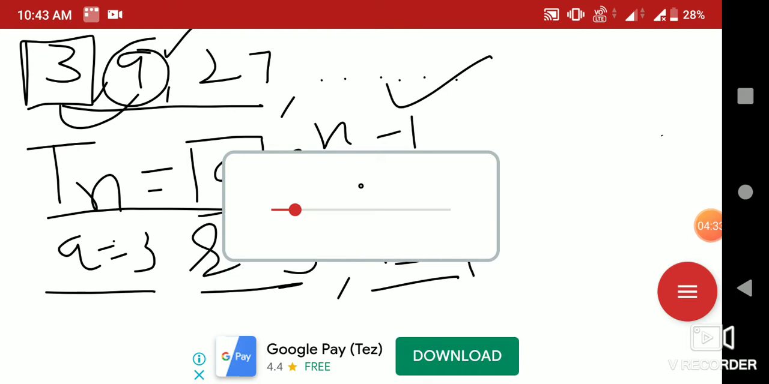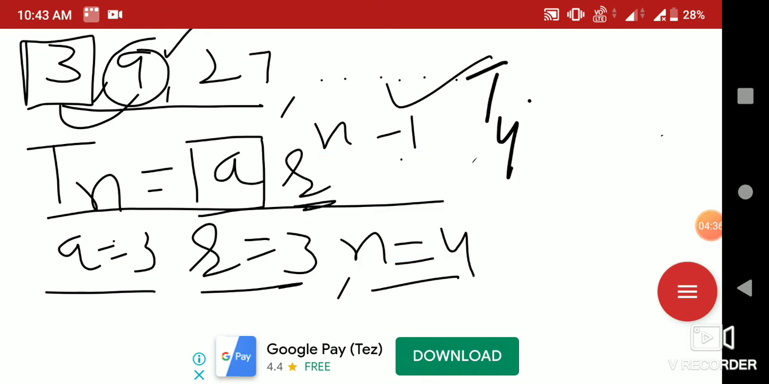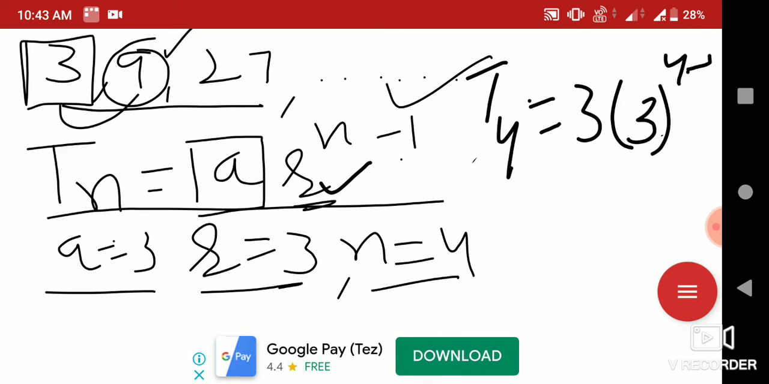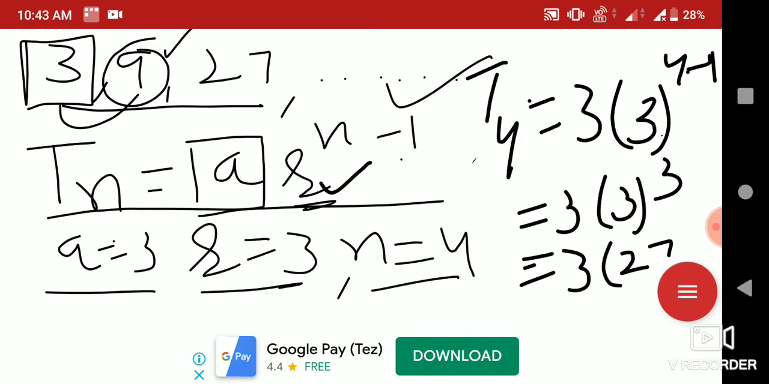So what is Tn? T4, n is equal to 4. T4 is equal to, what is a? a is 3, into what is r? r is equal to 3, and n is 4 minus 1. This is also equal to 3, 3 raised to power 3. We multiply 3 three times, what will we get? 3 into 27, and it is equal to 81, right? So this is the fourth term we have here.